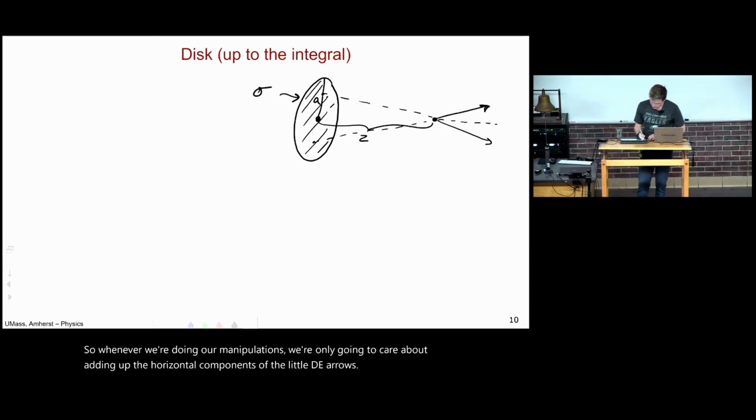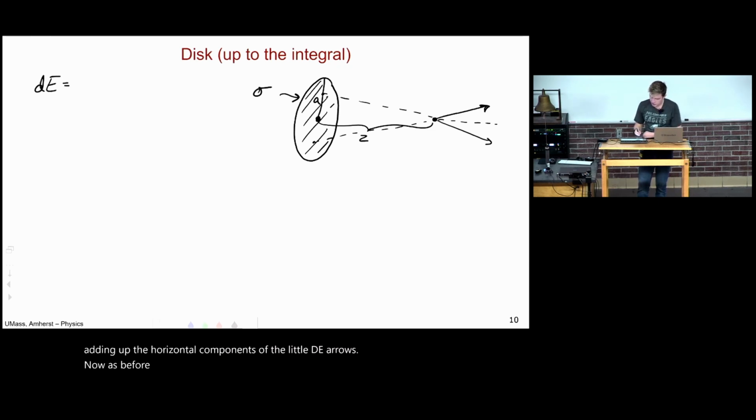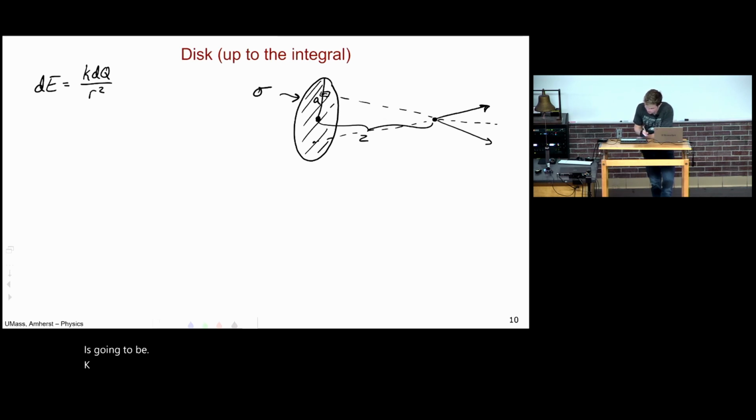Okay. Now, as before, the electric field due to a little bit of area this time is going to be k dq over r squared. And like I said, for area, you always just replace dq with sigma dA.